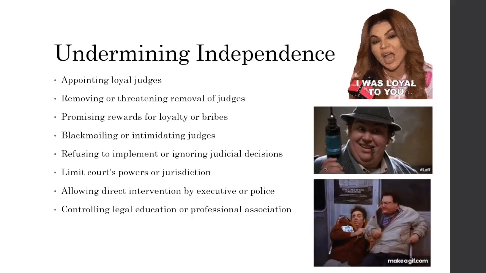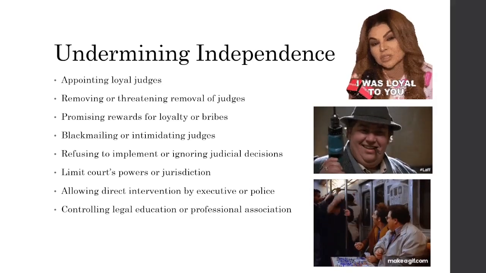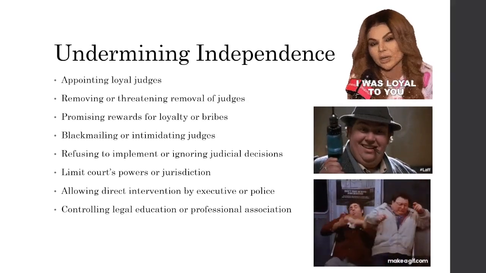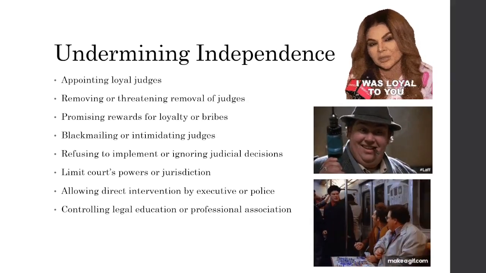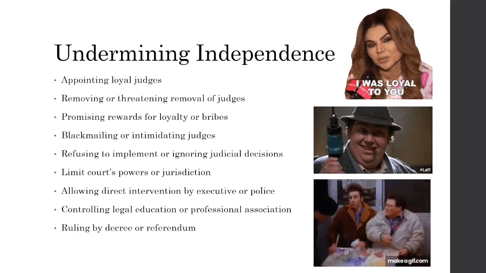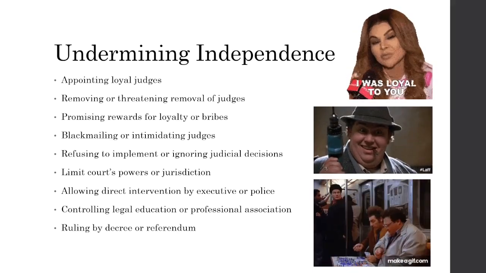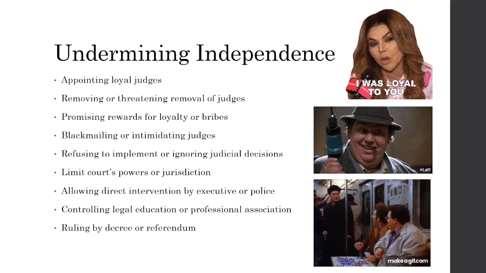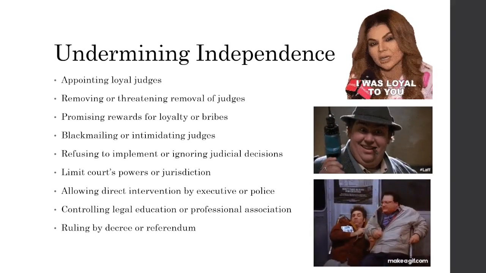Controlling legal education or professional association. So if these judges who are being educated in law are educated in a certain way, that can undermine the independence because they're being educated in a biased way. There's also ruling by decree or referendum. So decrees can be the president passes a law after the judges make a decision, and it overrides their decision. And well, what the heck did that just do then?